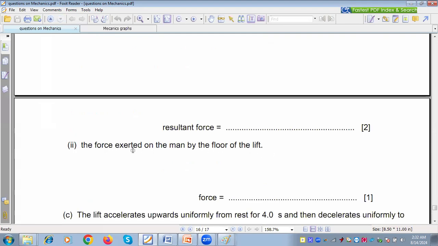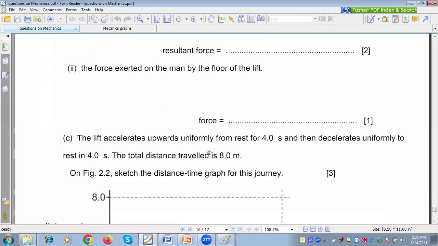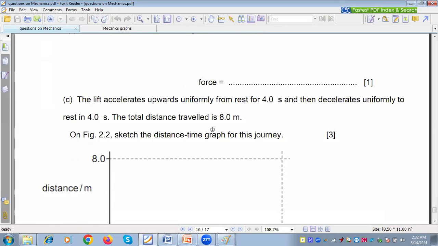Okay, the force exerted on the man by the floor of the lift, that is 840 Newton, that is contact force. When the lift accelerates downward, then the 800, that is the weight of the person, will be greater than the contact force. If the same resultant force is acting, means 800 minus 40, that means 760 will be the contact force which will be acting in the upward direction.